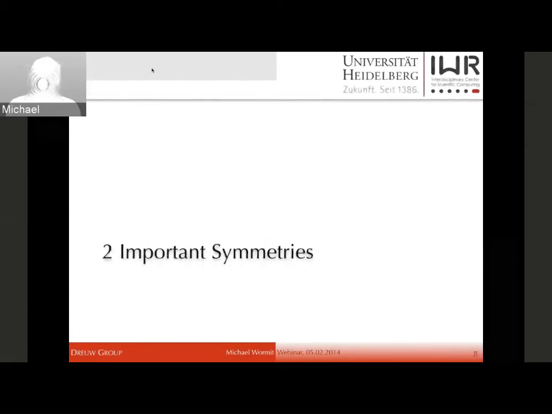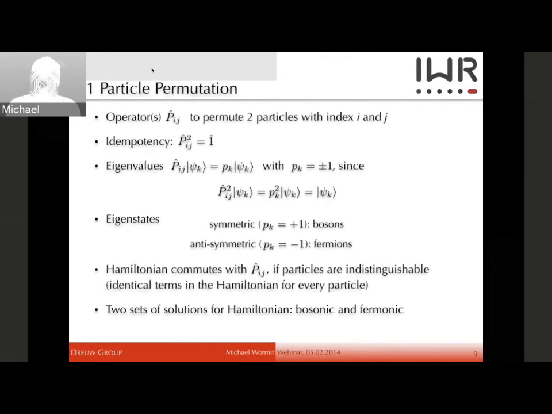for symmetries, and now I come to some more concrete examples for symmetries. And what are those? Well, one of the main symmetries we always have included, and we only care about it in the derivation of all of our equations, but later on we don't bother with it anymore, is particle permutation symmetry.